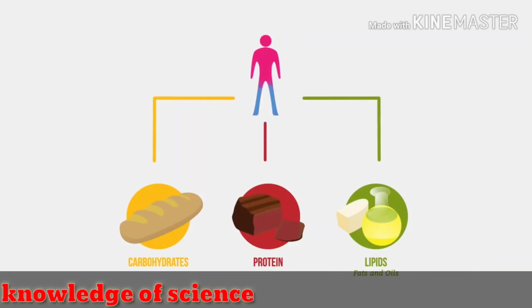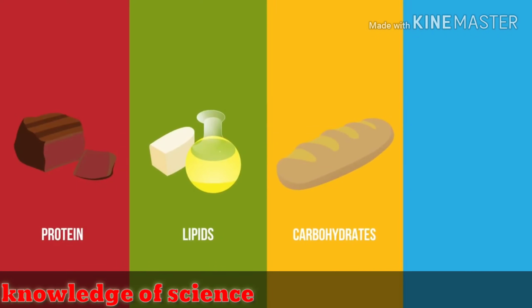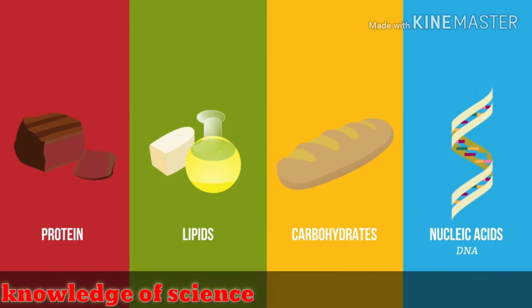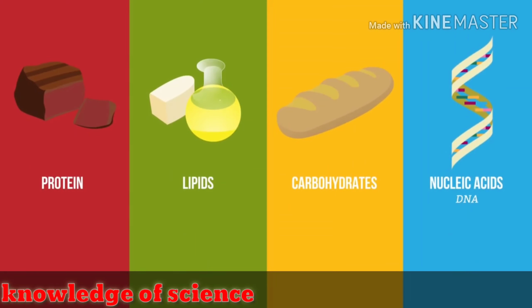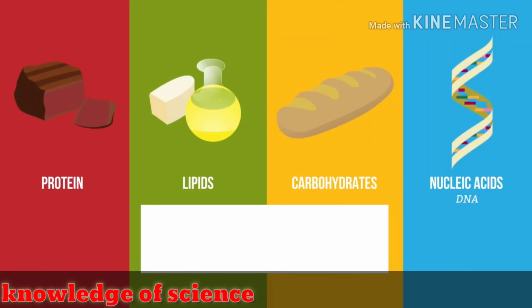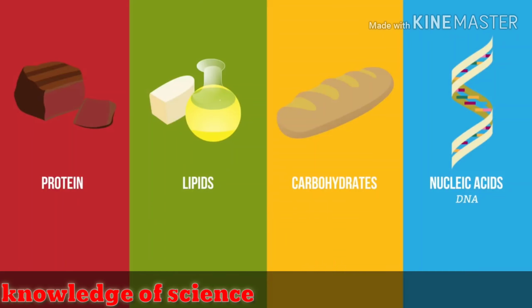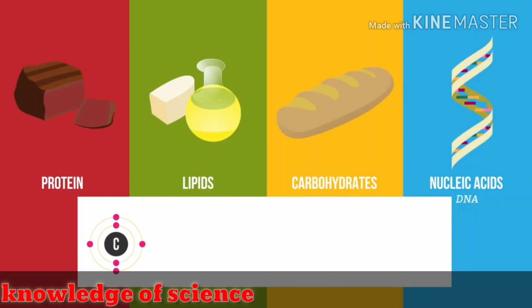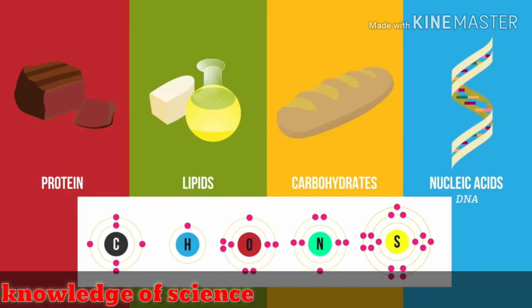Imagine we removed all the water in your body. What would be left? Well, it would pretty much be just proteins, lipids, carbohydrates, and nucleic acids such as DNA. So what are these all made of? Well, carbohydrates and lipids are really simple. They just contain three elements: carbon, hydrogen, and oxygen. Proteins are a little more complex, with 4 or 5 elements: carbon, hydrogen, oxygen, nitrogen, and sometimes sulfur.